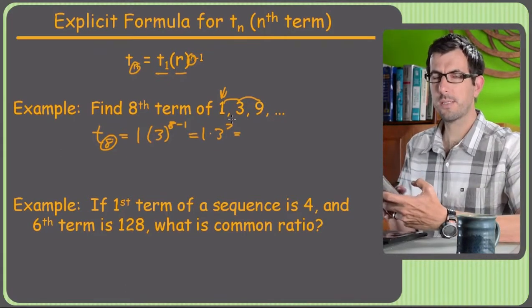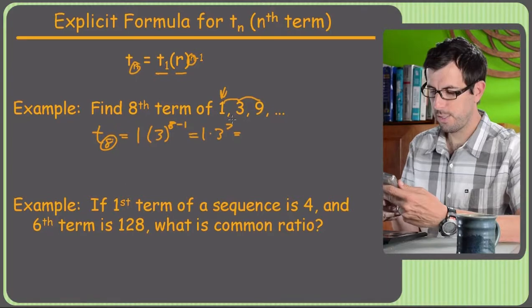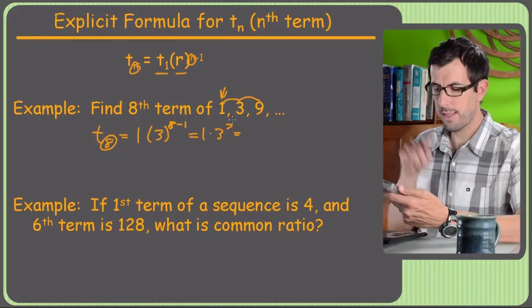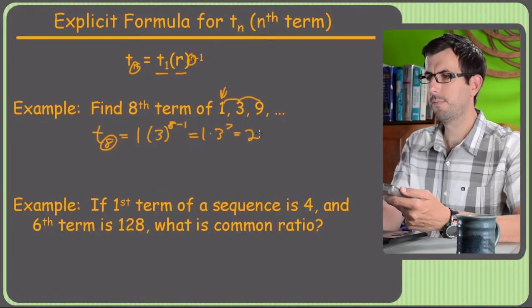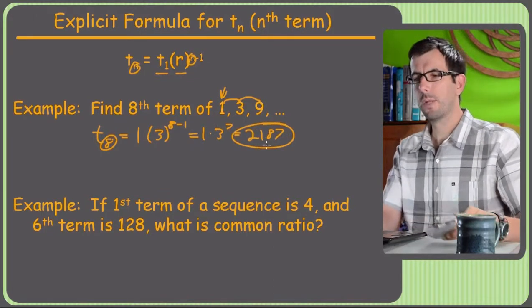In geometric sequences, you pretty much always need a calculator because these do get ugly. So we're going to do 3 and then the caret symbol, 7. And you get 2187. Pretty exciting stuff.